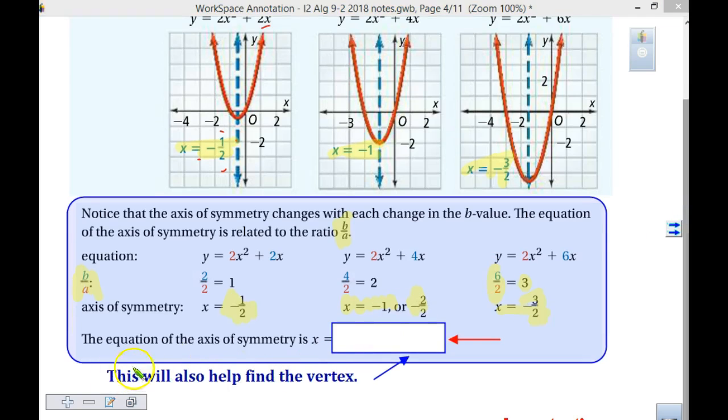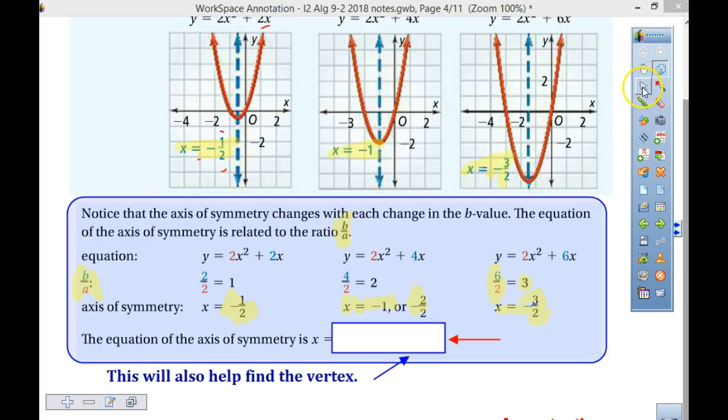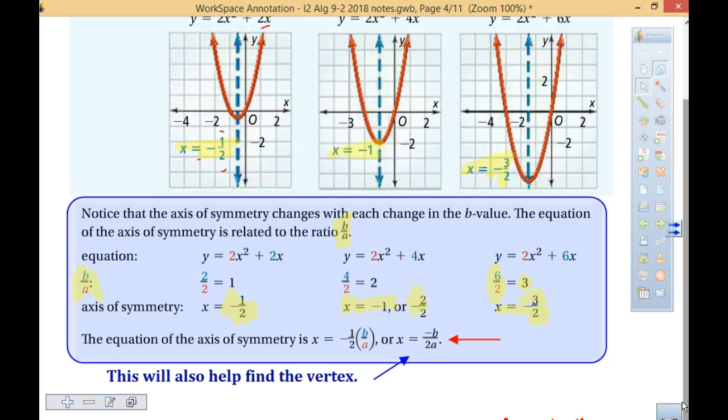So the question is, how do we find that equation for our axis of symmetry? Do we see a pattern as we are looking at this? This is what I need you to write down. The axis of symmetry is always going to be this equation: negative 1/2 times b over a. Or, a lot of times, we will write it as just negative b divided by 2a.